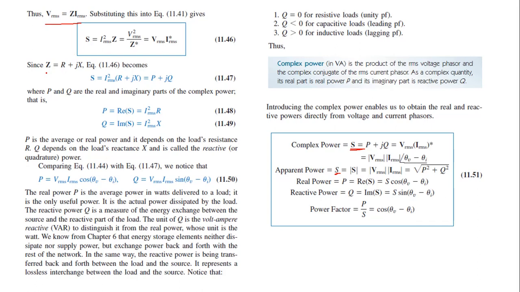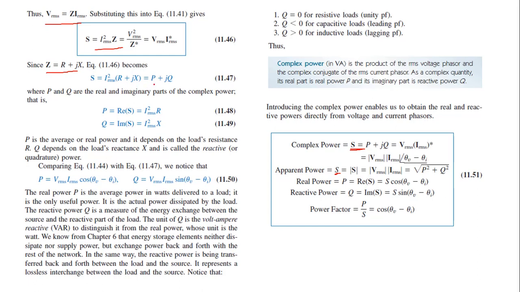We know that Z is a complex quantity. Z is a term called impedance. Impedance is equal to R plus jX, where R is called resistance and X is called reactance. So substitute it here, we will be getting S is equal to Irms squared into R plus jX.